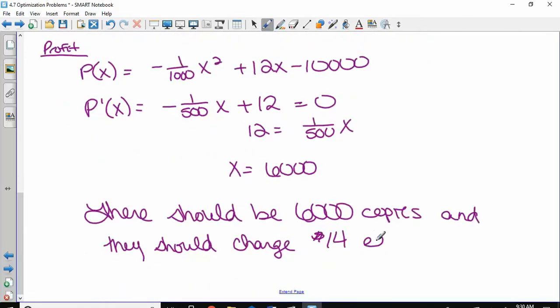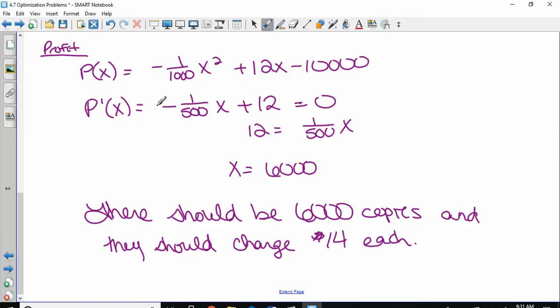So I just plug my X into my price equation that we had. We should charge $14 each. This will make the most money for me, because if I charge more than 14, I'm not going to sell as many books. If I charge less than that, then I'm not making the most on each book that I could. That would have a lot of parts. I know, we will be doing more of those, okay?